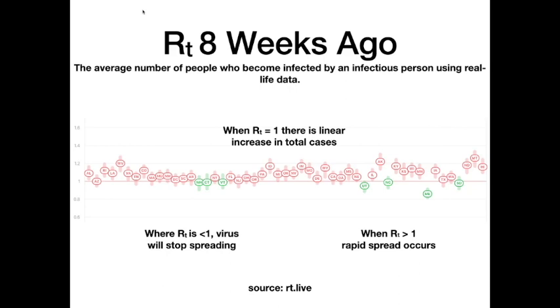When R sub T is less than 1, the virus will eventually stop spreading. So if the R sub T is 0.9, which our goal is to get that R sub T below 1, then 100 people would infect 90 people, which would infect 81 people and 72, etc. Okay? And when it's greater than 1, rapid spread occurs. If you have an R sub T of 2, for example, 100 people will infect 200, which will infect 400, which will infect 800, and then 1,600, etc. And that's that curve that you see when we have geometric spread.